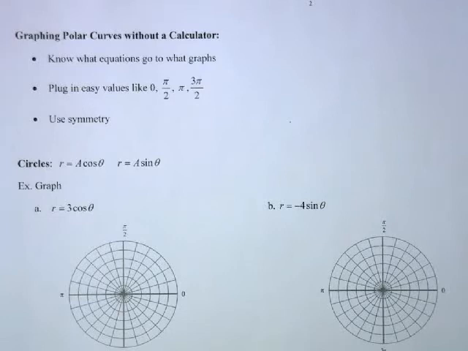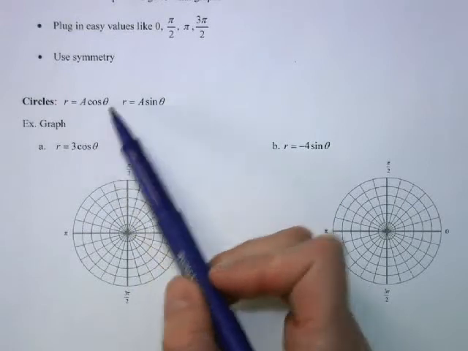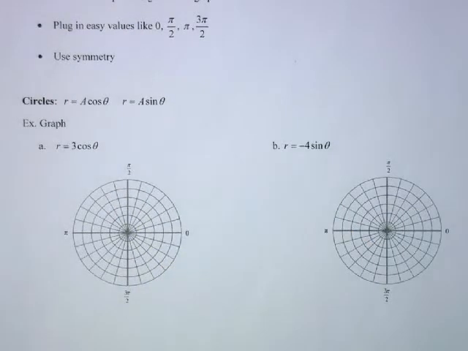Okay, now that we have gotten an introduction to these classical curves, next we're going to graph some of these, not all of these, without a calculator. So first, knowing which equation goes to which graph, then we're going to plug in easy values like 0, pi over 2, pi, 3 pi over 2, and knowing the symmetry, if it's a sine or a cosine. So we're going to start with circles. Circles in the form r equals a cosine theta, r equals a sine theta. We know what a circle looks like.